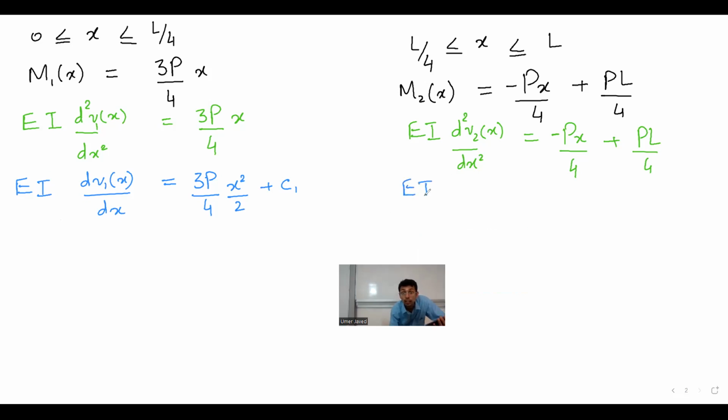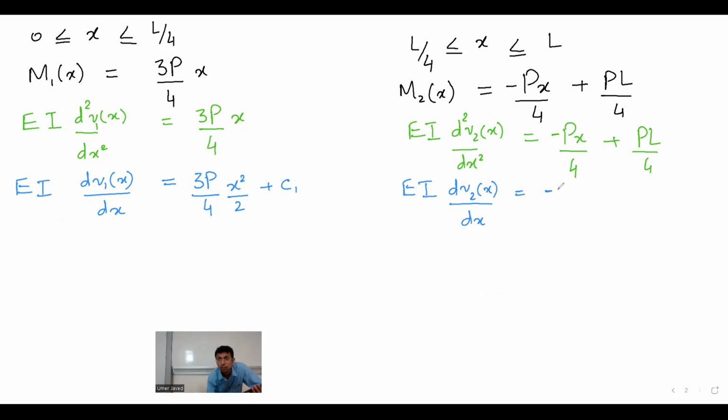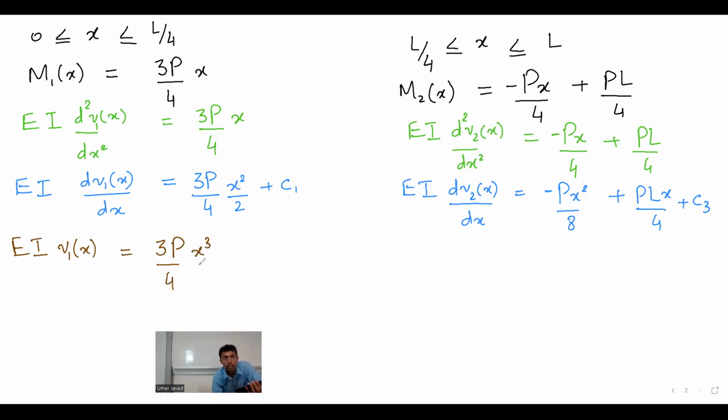So now EI dV over dx is equal to minus Px square over 8 plus PLx over 4 plus C3. C1 and C2 are for the left hand side, C3 and C4 are for the right hand side. So now EI V1, function of x, is equal to 3P over 4 times x power 3 over 6 plus C1 x plus C2, and I will follow the same strategy there.